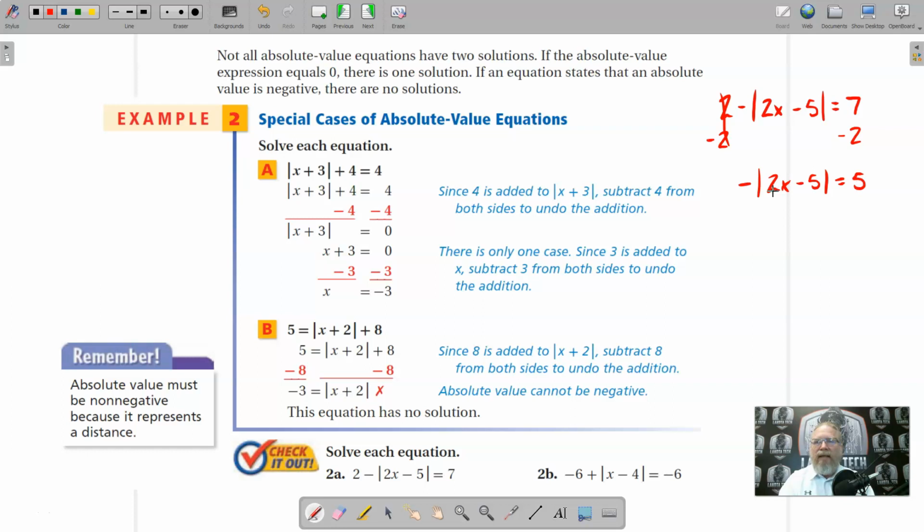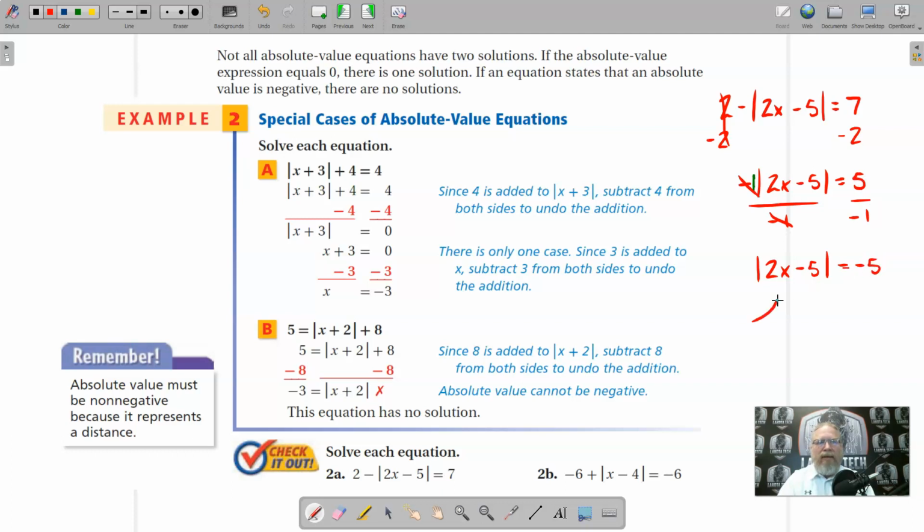Now I still have this negative sign out here in front of the absolute value of 2x minus 5. I'm going to change my ink color here. Remember that there's like a 1 right here; picture a negative 1 being there. So if that were the case, I need to divide by negative 1. And what I do to one side, I do to the other. Then these negative 1's will cancel each other, and I'll end up with the absolute value of 2x minus 5 equals 5 divided by negative 1, which is negative 5.